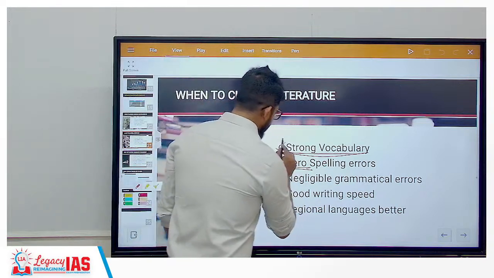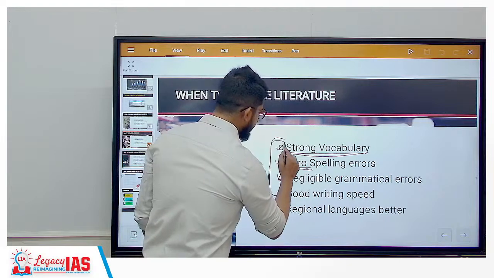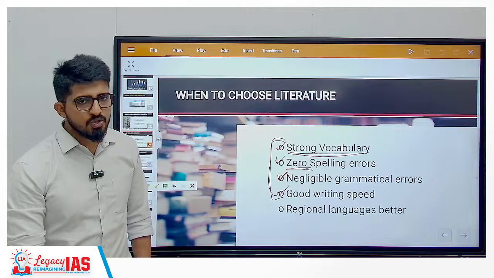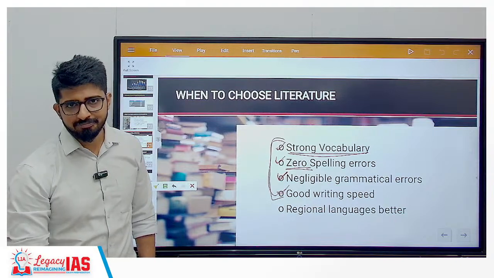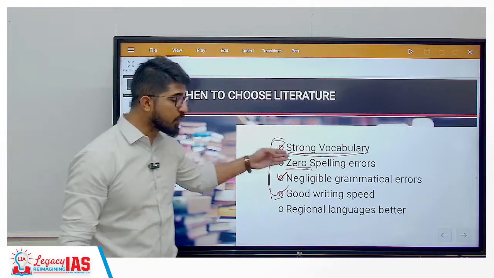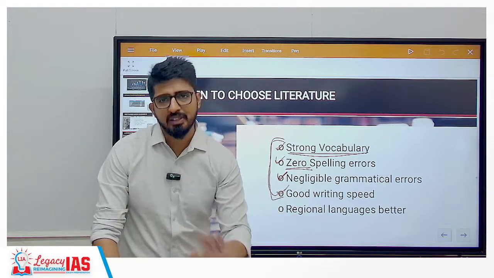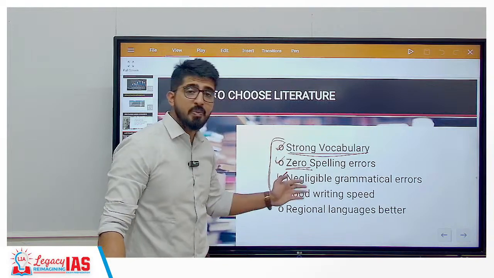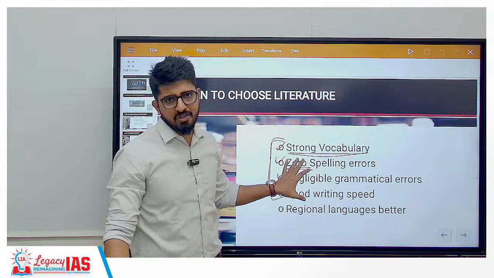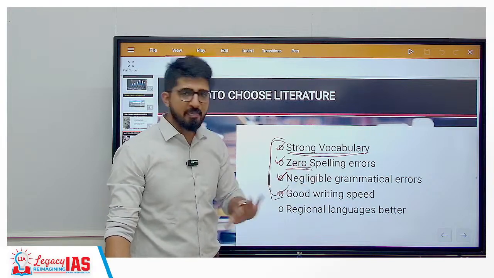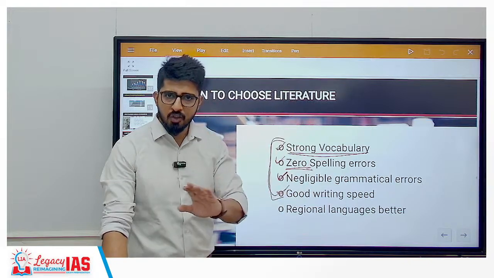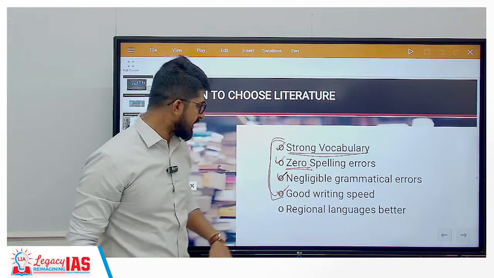So if these boxes are not ticked, then don't choose literature as an optional. I'm talking about the present. At the present stage, you cannot improve these things over the next 2 months. This is something which should already be present in a person. It's like the aptitude for a language. Linguistic aptitude should already be present. If not, literature is not your cup of tea.